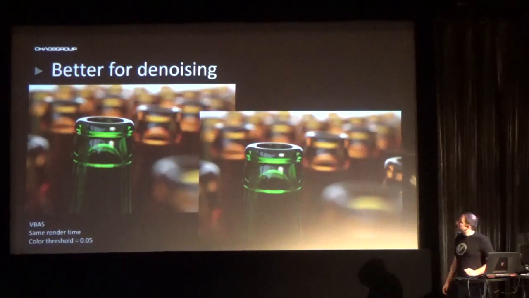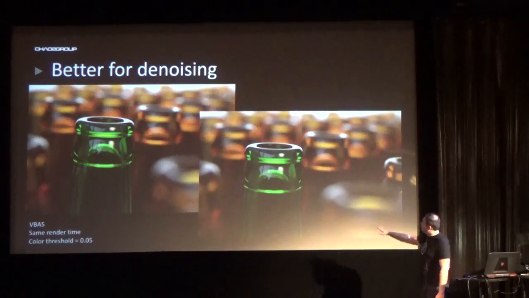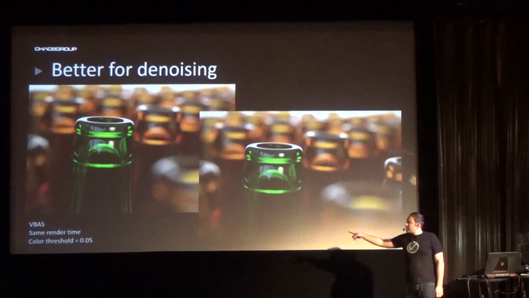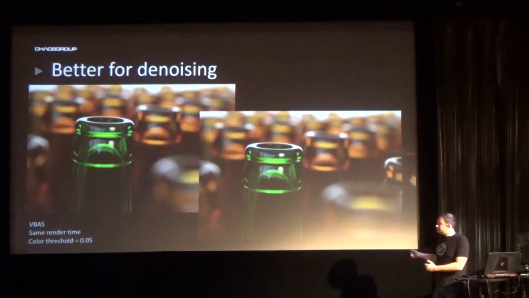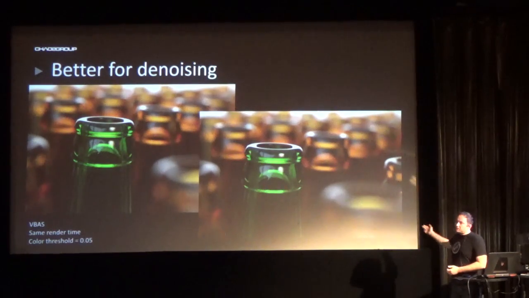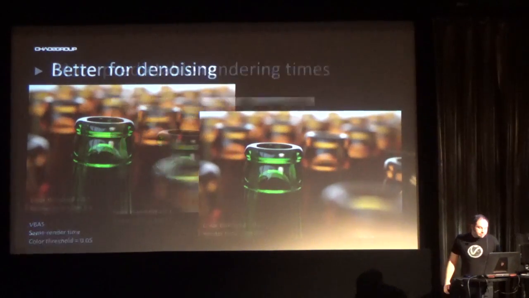I'm going to switch to the other version. Here, this is pristine clean. The color threshold has a much higher value, but the rendering time is the same, as you can see. And because of the even noise pattern, we get a much better denoised result.